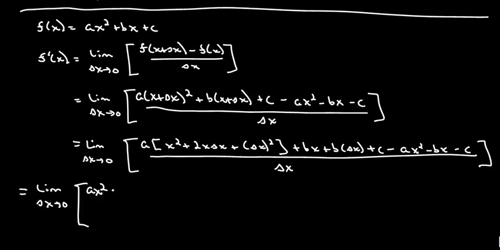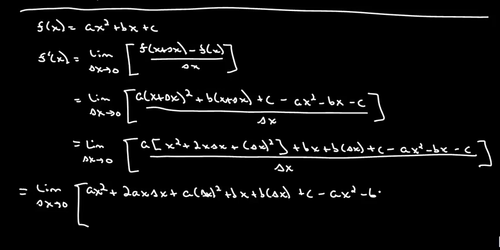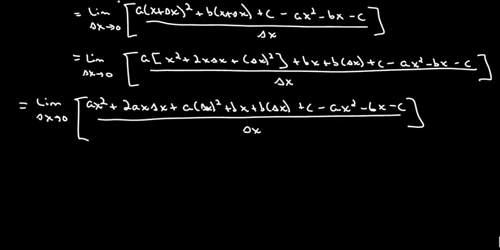So this is going to be ax squared plus 2ax delta x plus a times delta x squared, again bx plus b times delta x plus c minus ax squared minus bx minus c, all over delta x. Now what cancels? Well, the ax squared and the negative ax squared, the bx and the negative bx, and the positive c and the negative c. So what's left over?